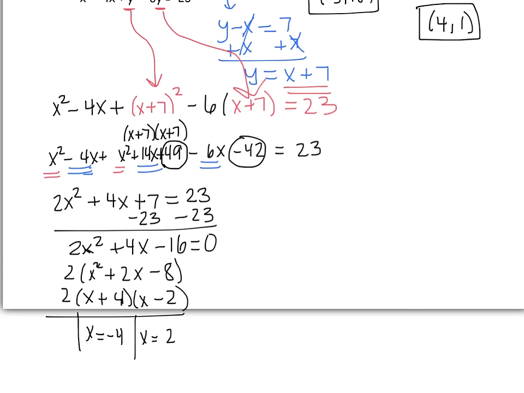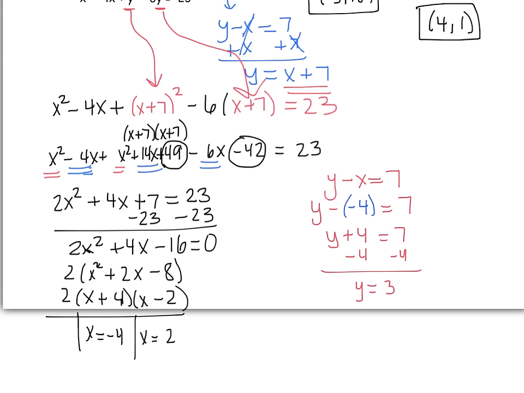So let's start with the line, the original equation for the line. y minus x equals 7, and we're going to plug in our two x values. So let's plug in negative 4 for x. Don't forget, it's a double negative. So this is saying y plus 4 equals 7, minus 4, y equals 3. So my point of intersection is negative 4, 3.